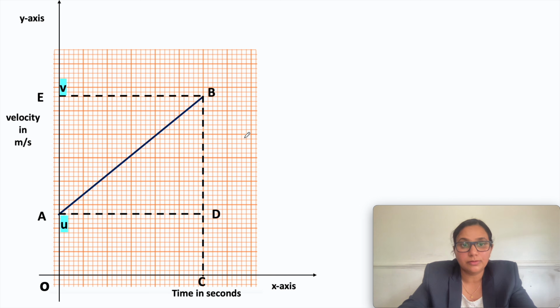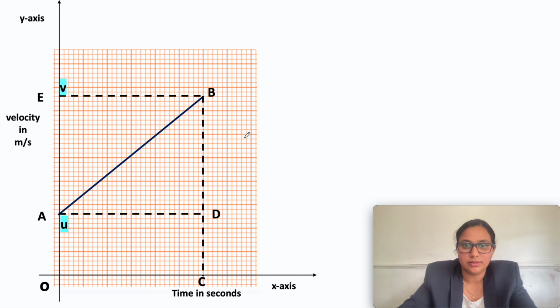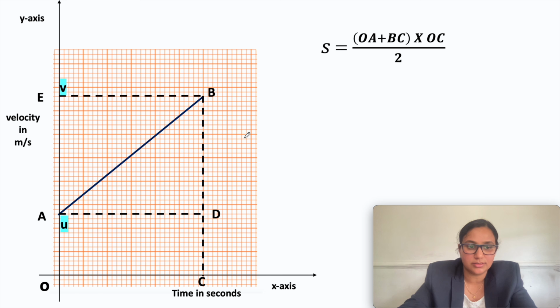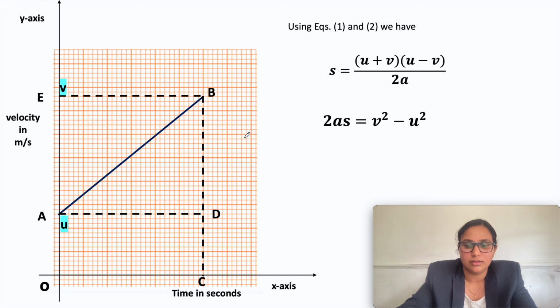If you want to write the complete derivation for your examination, you have to start from this point, then calculate the area under this trapezium OABC, then substitute the values, equate the two equations, and finally you have the equation v² = u² + 2as.